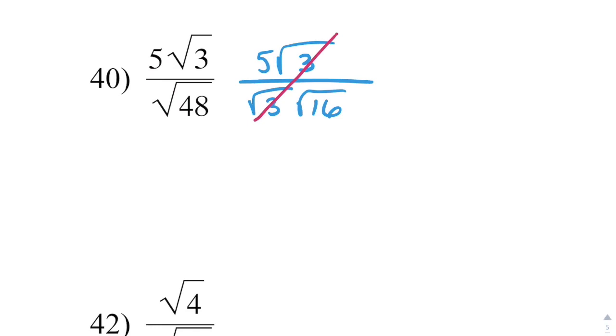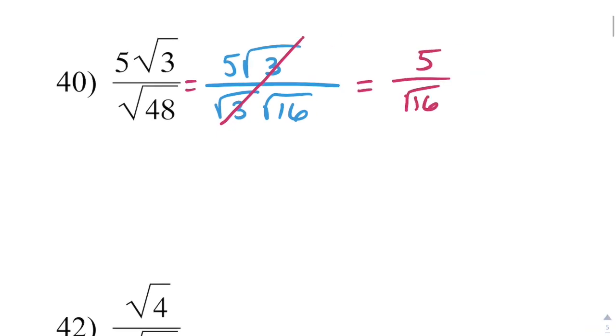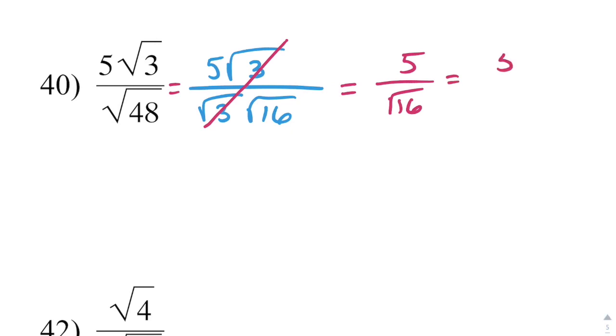These simplify to be the number 1, which leaves me with 5 over the square root of 16. And the square root of 16 is a perfect square. It's the number 4. So my result is 5/4. That is one option for solving this.